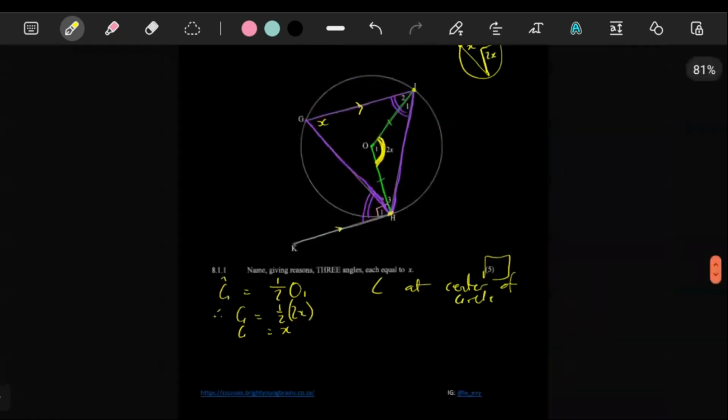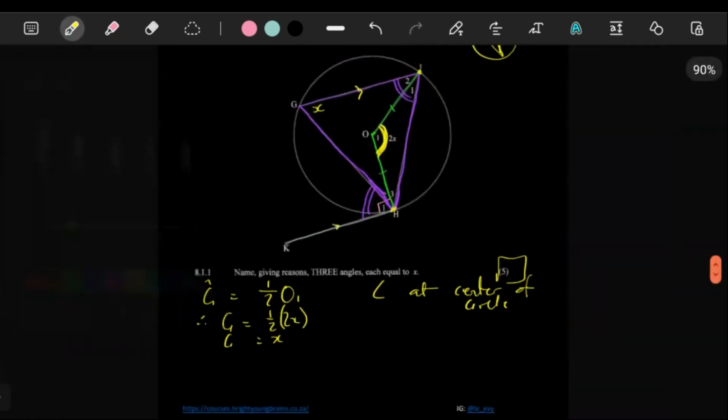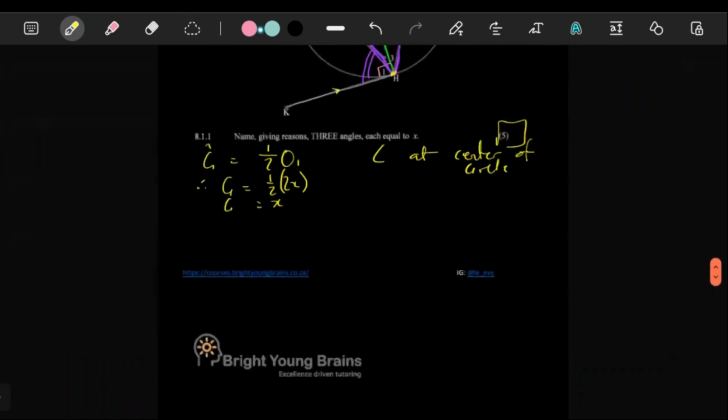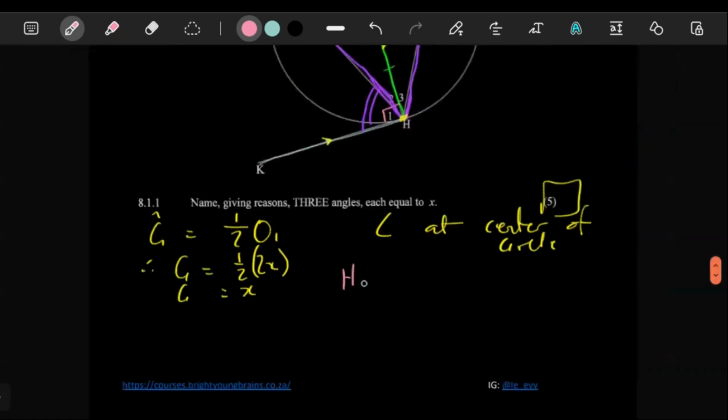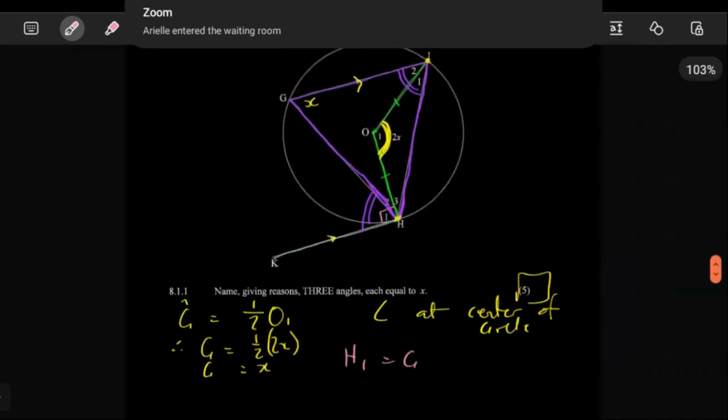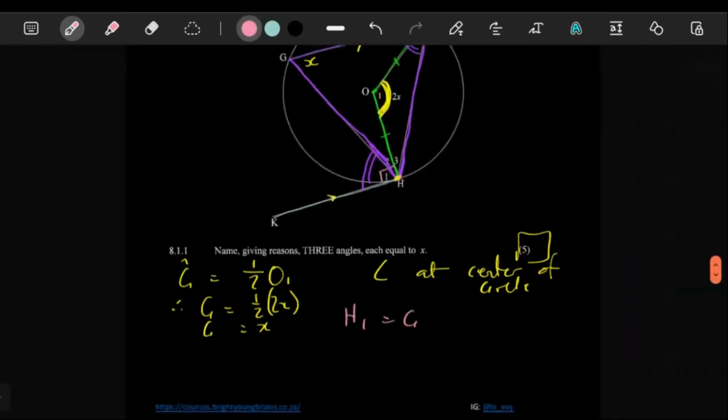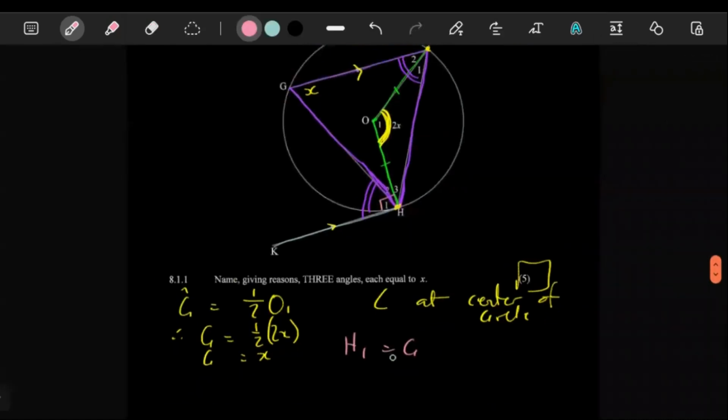Now what you want to do is once you find something equal to x, just use that to find the others. So the easiest one here, these are alternating angles here because of parallel lines. So we know that H1 is equal to x. H1 is equal to what you may call the G up there. So H1 is equal to G, which is equal to x. The reason is alternating angles.